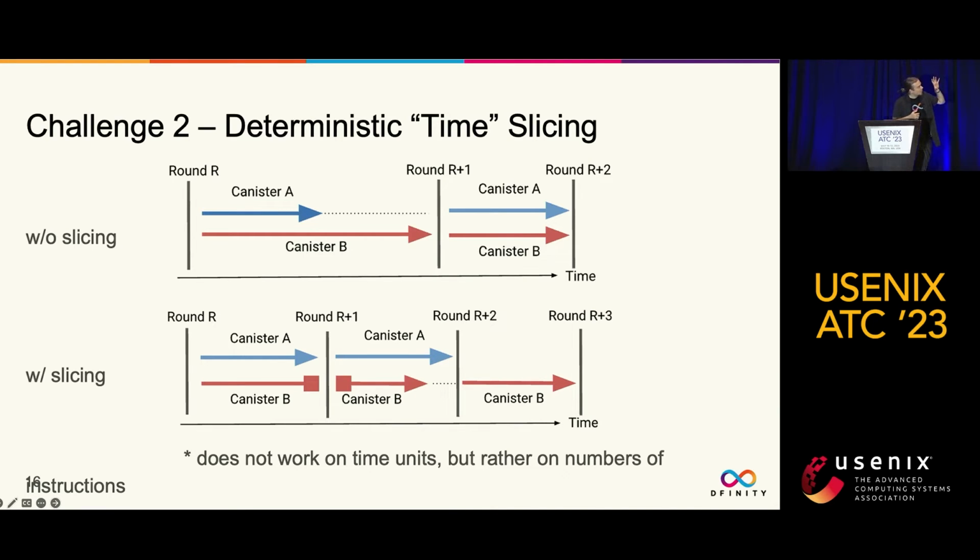Why we had to do this is shown in this figure on top. In a given round, multiple canisters are running. If one of them takes longer than all the others, it's basically blocking the round, and then all the others are waiting, and this decreases throughput. Now, with time slicing, or instruction slicing, we can keep the round shorter, we slice everything nicely, and then throughput goes back to what it's supposed to be.